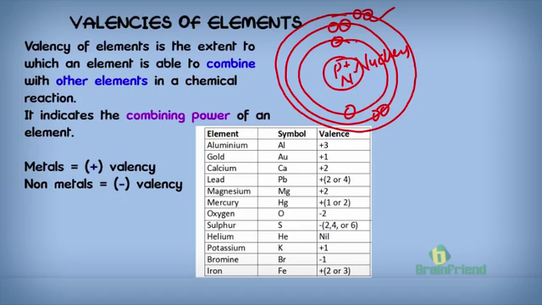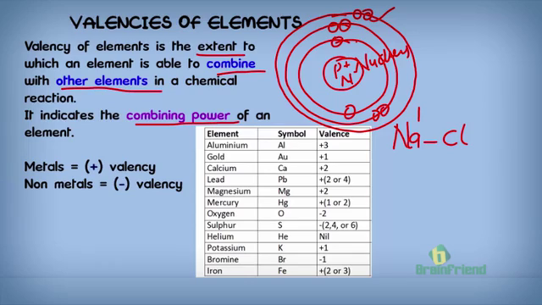For example, if the element sodium goes into chemical combination with another element, say chlorine, with one electron in its valence shell, it would mean that the combining power of sodium is 1, because when it wants to go into chemical combination, it does so with just one valence electron. So, by definition, we say that the valency of an element is the extent to which an element is able to combine with other elements in a chemical reaction. We also say that it indicates the combining power of an element.